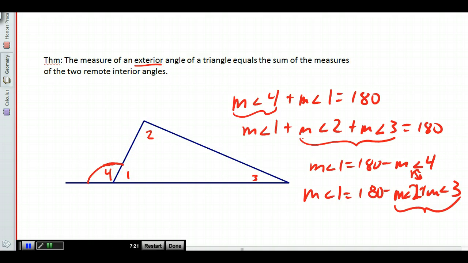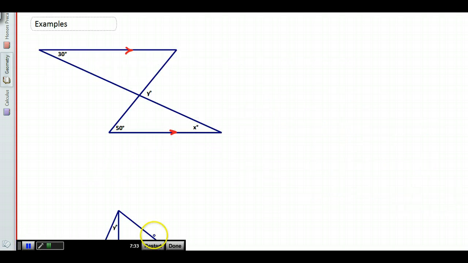So what's this theorem saying? It's saying that this big exterior angle is equal to the two interior angles that are furthest away from it, the remote interior angles. Let's do a couple of examples. So let's find angle X and angle Y, okay?